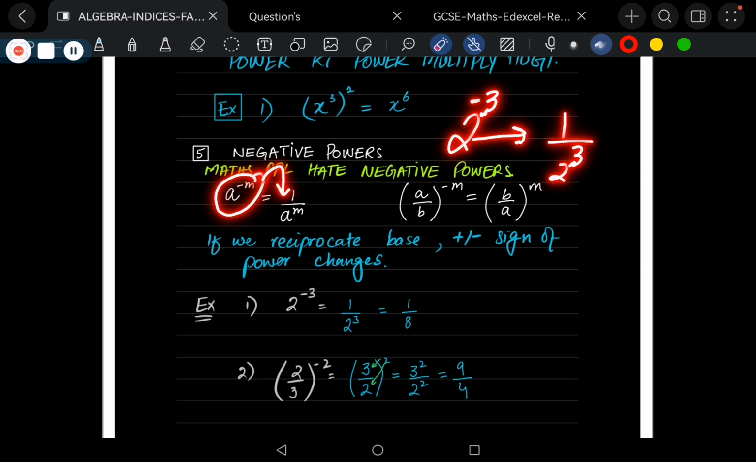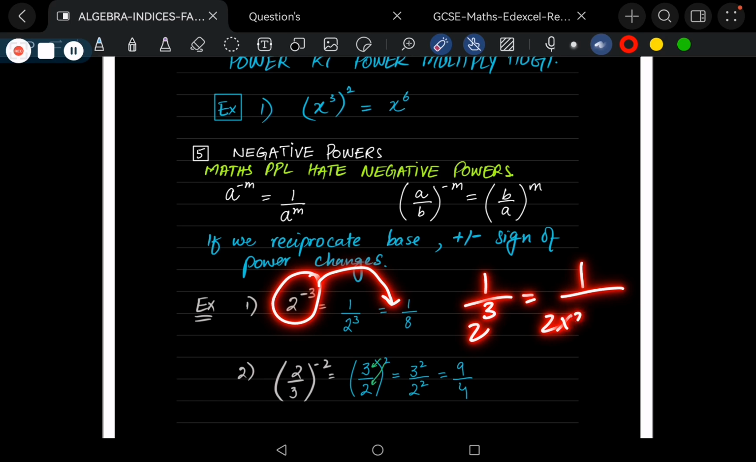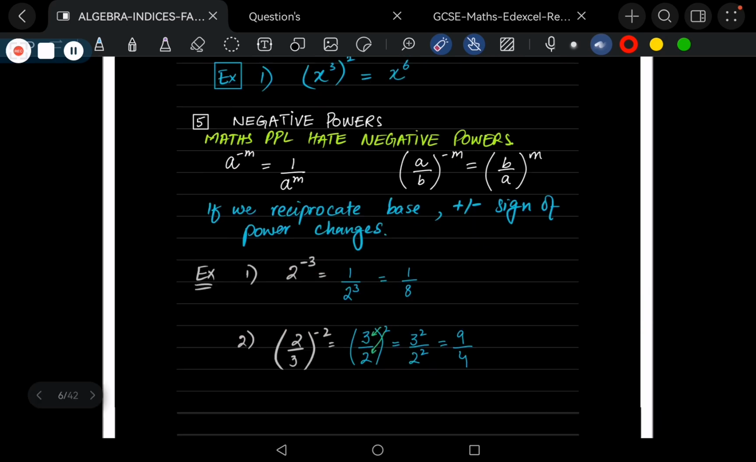Negative m is becoming 1 over a power m. 2 power negative 3 is making itself 1 over 8. It means 1 over 2 power 3, and 2 power 3 means 2 times 2 times 2, that's going to be 8. So it's going to be 1 over 8.